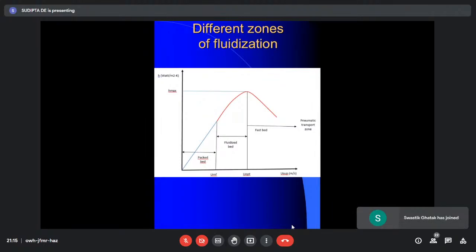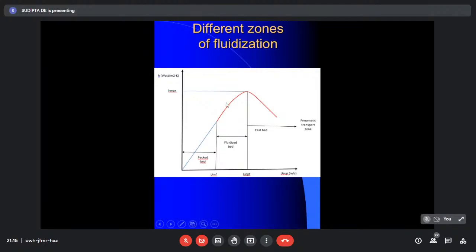So just write down, this has to be introduced. Rather, to save time, let me explain this graph and then I will give the text together, defining superficial velocity and explaining this graph. Now, what does this graph tell? There are different zones of fluidization.